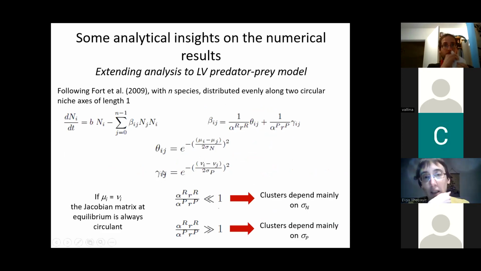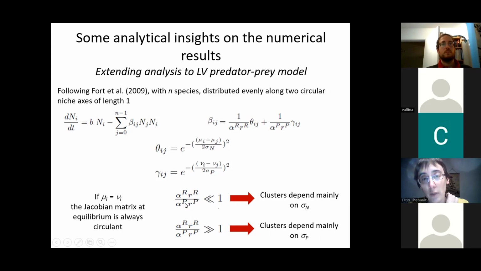And basically, if we assume that this resource overlap and predation overlap depends on the distance on the niche axis, in fact, when the relative importance of predation is low, the clusters are going to depend mainly on the competition niche width, while when the relative importance of predation is high, clusters depend mainly on the niche width for predators. So it's quite coherent with what we found numerically, basically, with a different model.